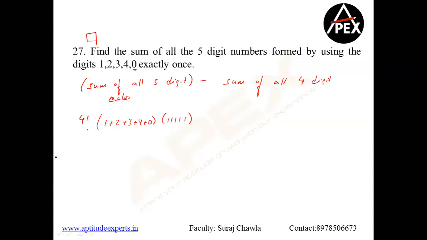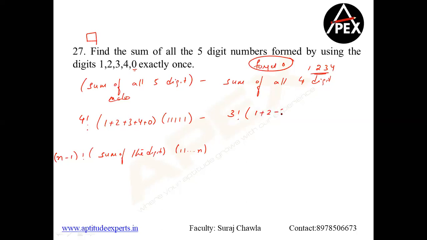We are applying the same formula. What is the formula? n minus 1 factorial into the sum of the digits into 1 1 1 1 1, n times. So you are assuming 0 to be a non-zero digit. Now subtract. Here, forget 0. If I forget 0, my numbers are only 1, 2, 3 and 4. So what will I get? n minus 1 factorial into 1 plus 2 plus 3 plus 4 into 1 1 1 1, since I have 4 digits. This is a shortcut to calculate this question.